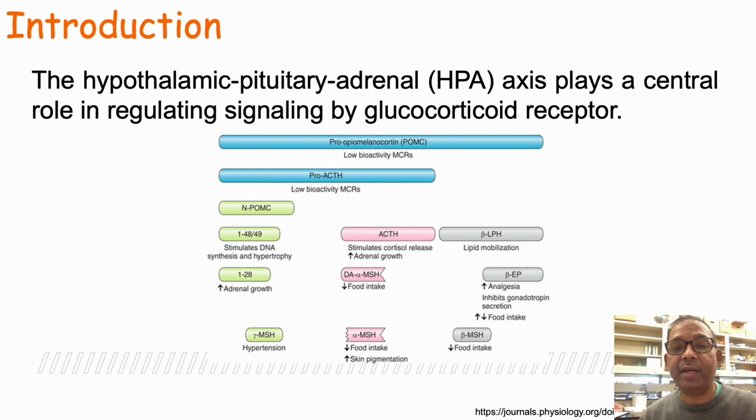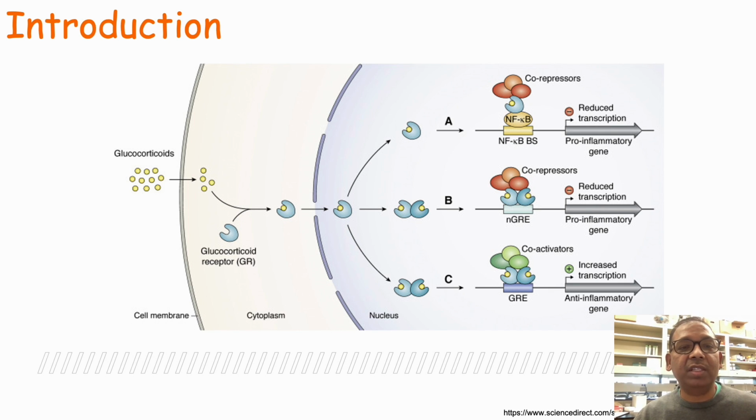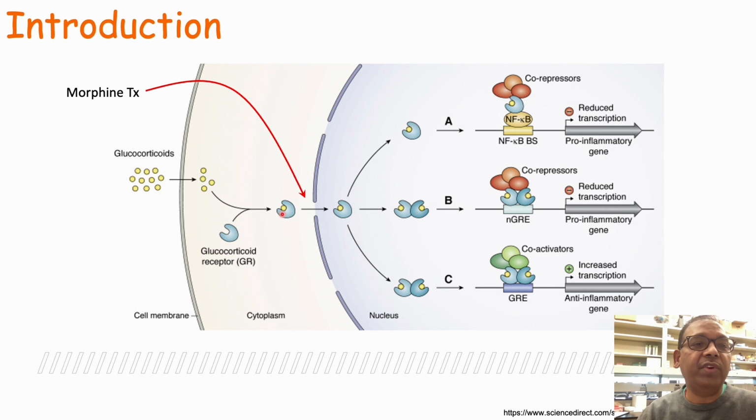So if you can see on this slide, here is a glucocorticoid which binds to the glucocorticoid receptor and gets translocated into the nucleus, which is involved in transcriptional regulation. We wanted to find out if morphine modulates this nuclear translocation.